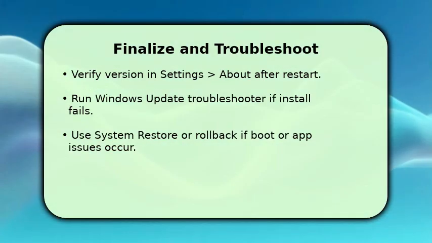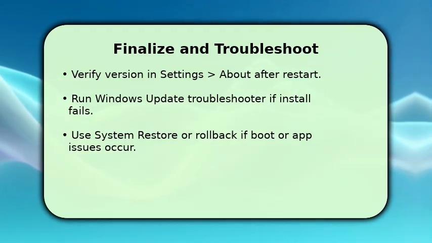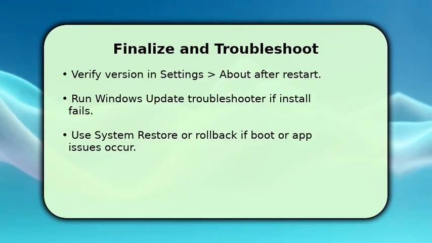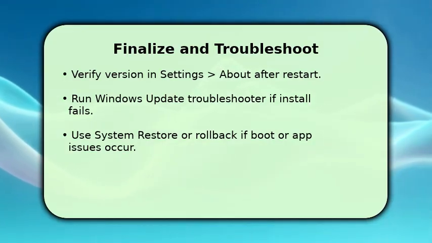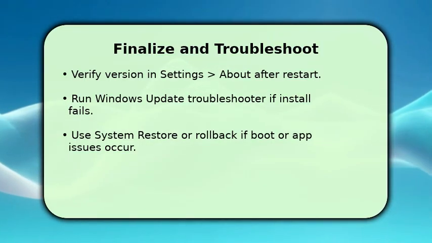After the final reboot, sign in and confirm the new version under Settings, About, and Windows Update History. That verifies success. If something failed, run the Windows Update Troubleshooter first to fix common issues automatically. Once done, make sure drivers are current via Device Manager and reinstall any critical apps if necessary.